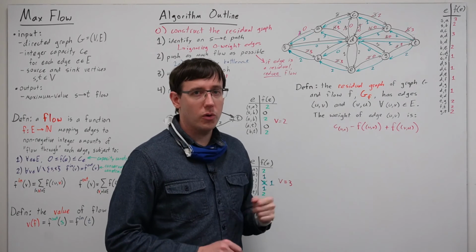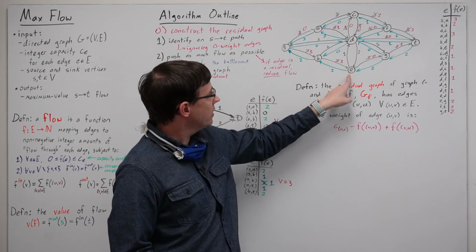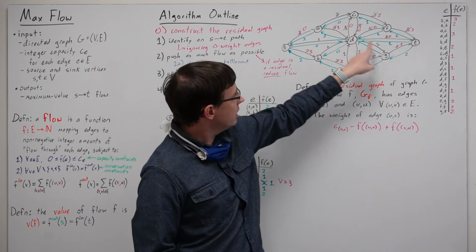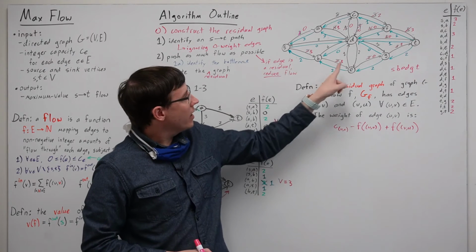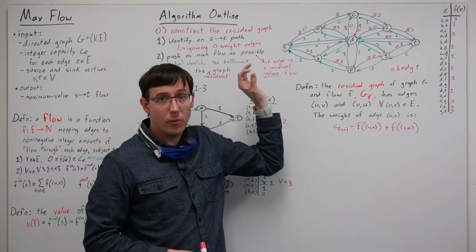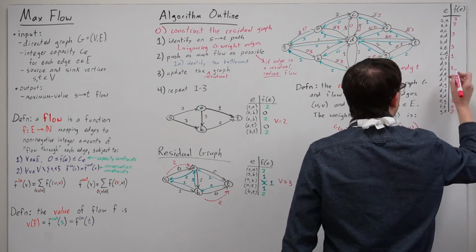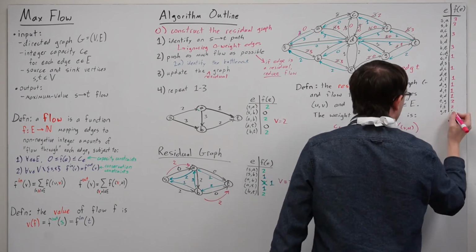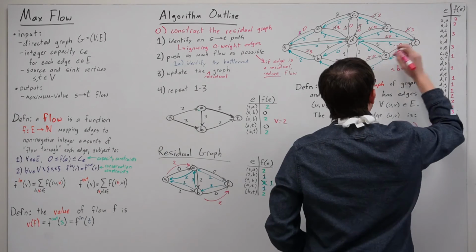Now when we search for S to T paths, we might go from S to B to E to D to G to T. This path has a bottleneck of 1 in several places, so we'll push 1 unit of flow. And we update the forward and backward capacities.